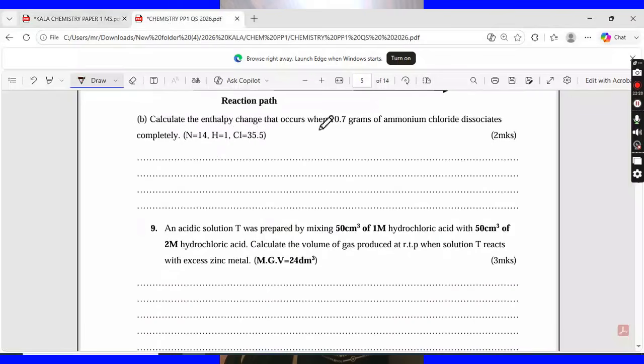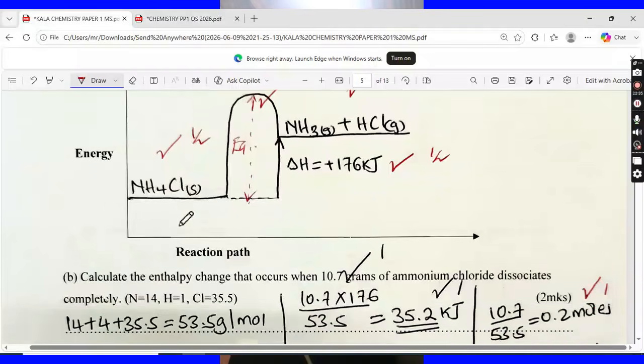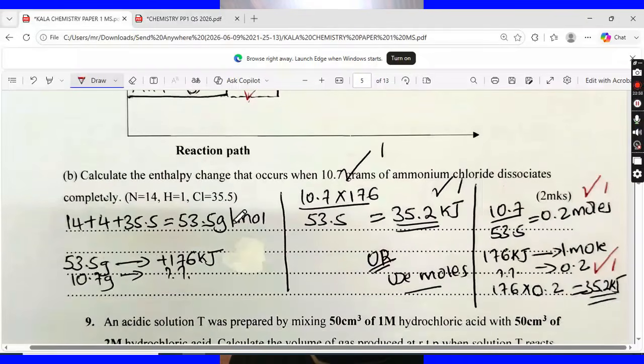Calculate the enthalpy change that occurred when 10.7 grams of ammonium chloride dissociates completely. Now you need to get the RFM, the relative formula mass of ammonium chloride. It has been provided here. Remember the chemical formula for ammonium chloride, so you need to know that.